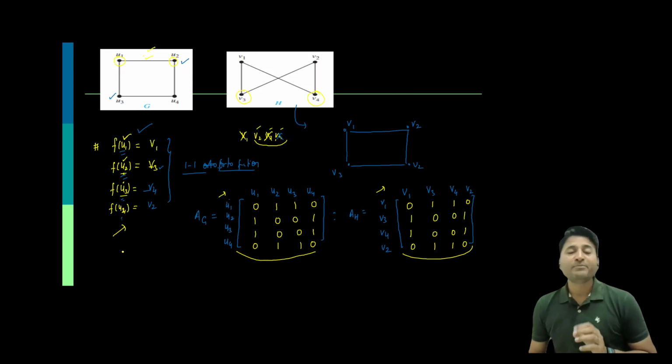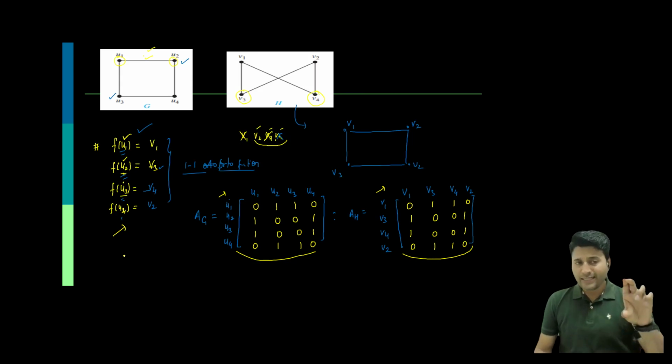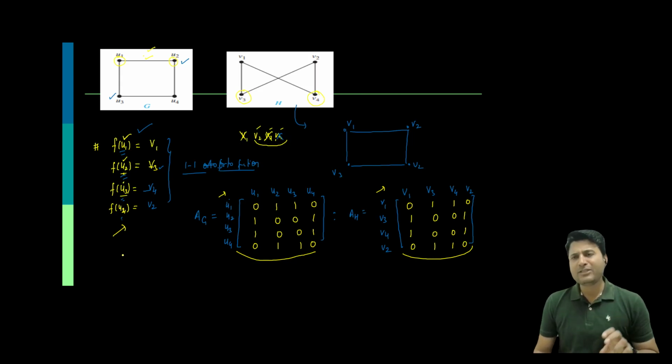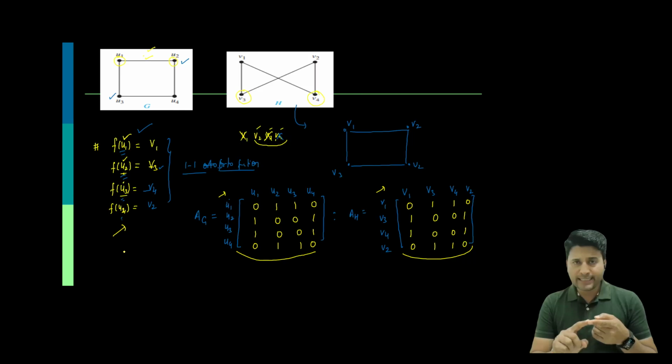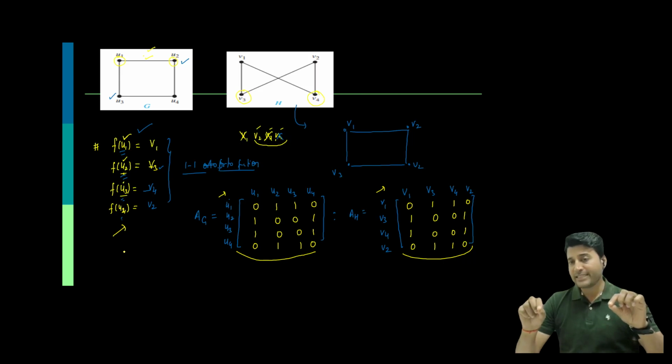The concluding remark: there exists a one-one onto mapping from the set of vertices of graph G to the set of vertices of graph H which preserves adjacency. Hence, the pair of graphs are isomorphic. It's not that there's only this one one-one onto mapping. You can make any other one-one onto mapping. What you are supposed to take care of is same degree to same degree, and if inputs are adjacent, outputs should also be adjacent.